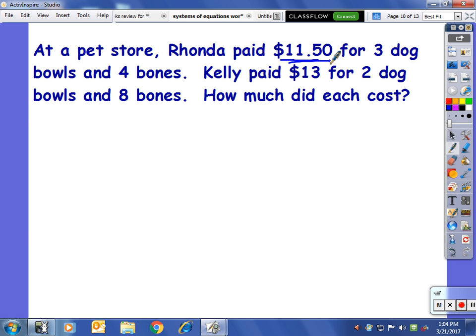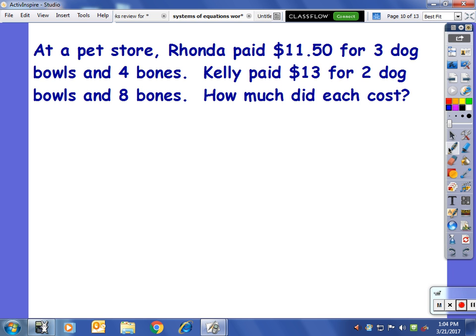We know two different people's purchases at the same pet store. They bought two of the same types of items, and it had two total different amounts that they owed the cashier. We're going to use those two facts to make an equation for Rhonda, an equation for Kelly, and we're going to actually solve for the price. We don't know the price. We know how many they bought this time. We don't know how much it costs.